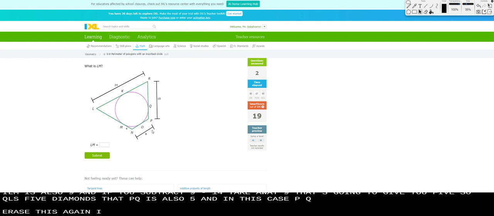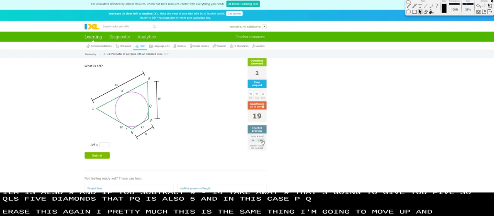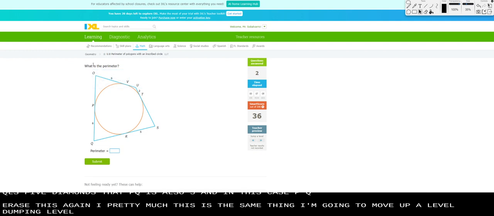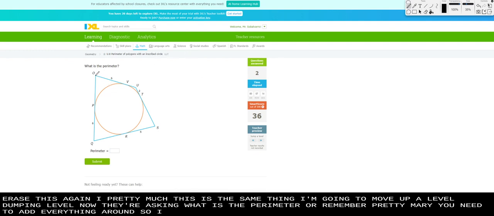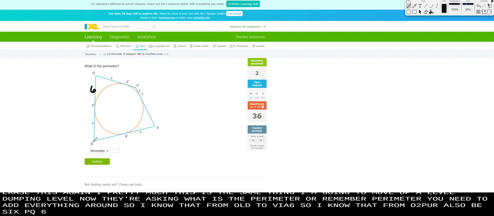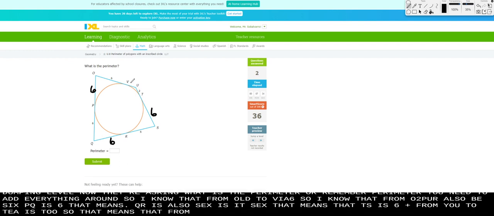Now pretty much this is the same thing. I'm going to move up a level. Now they're asking what is the perimeter. Well, remember perimeter, you need to add everything around. So I know that from O to V is 6, so from O to P will also be 6. PQ is 6, that means that QR is also 6. RS is 6, that means that TS is 6. And from U to T is 2, so from V to U is also 2.